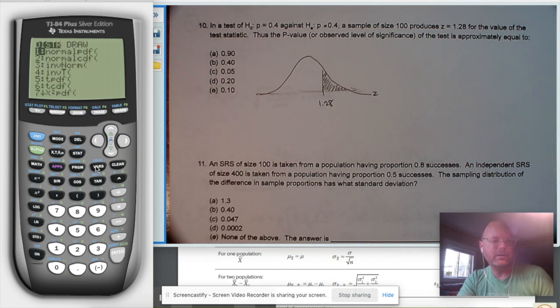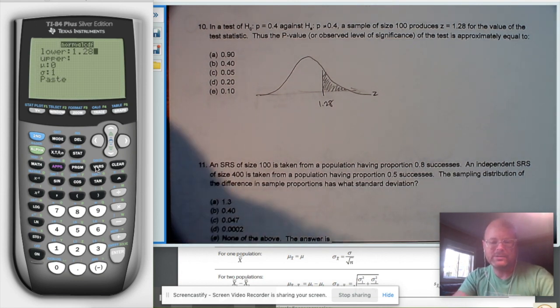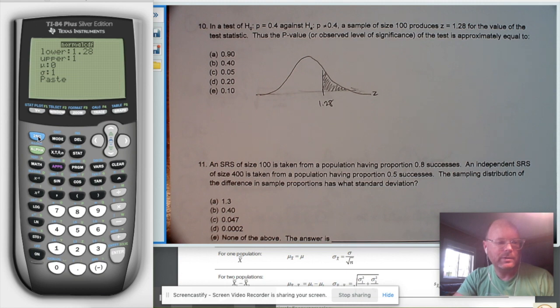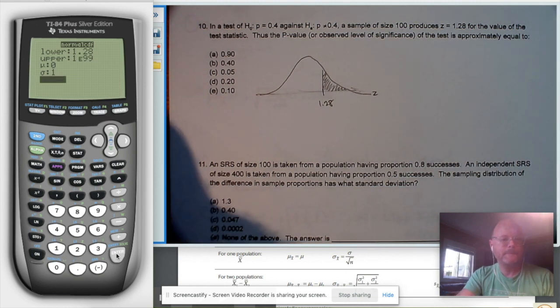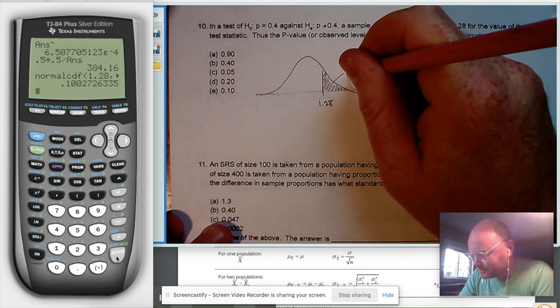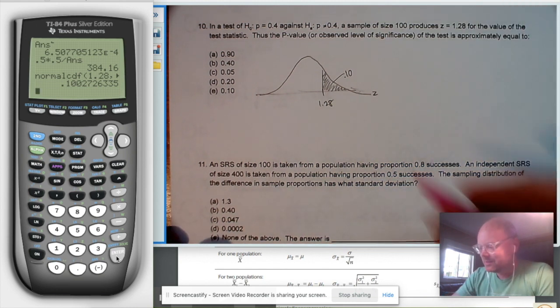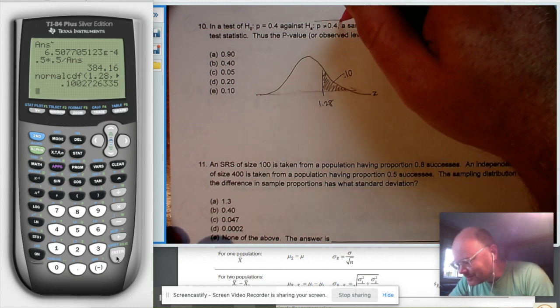So that's not that bad. You just grab normal CDF and go from 1.28 to 1E99. All right, that's about 10%. Why isn't that the answer though? Because of this alternative hypothesis.